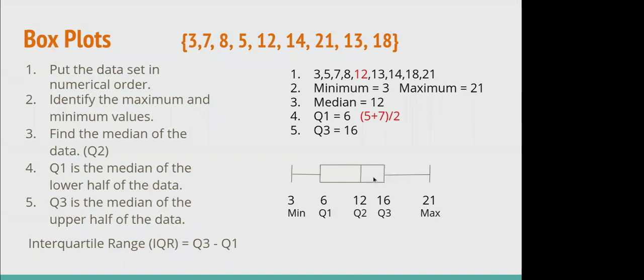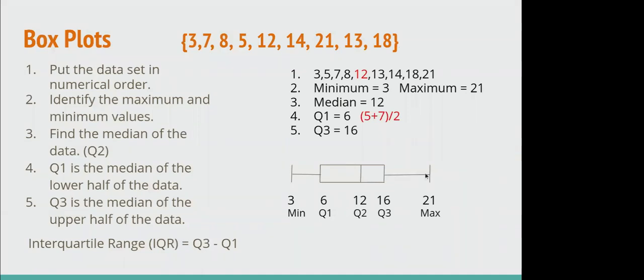Okay? And the same thing with 3 and 6. Between the minimum and the middle of the lower half is 3 units. So that can be short. Whereas the distance between the middle of the upper portion of the data and the maximum is 5 units away. So that whisker should be a little longer.